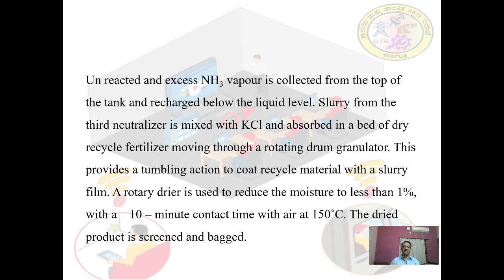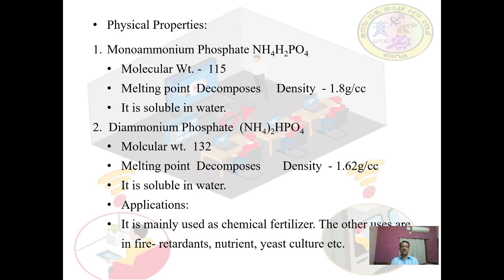Next, we'll see the physical properties of monoammonium phosphate and diammonium phosphate. The monoammonium phosphate molecular weight is 115. It decomposes above the melting point. Density 1.8 gram per cc. It is completely soluble in water.